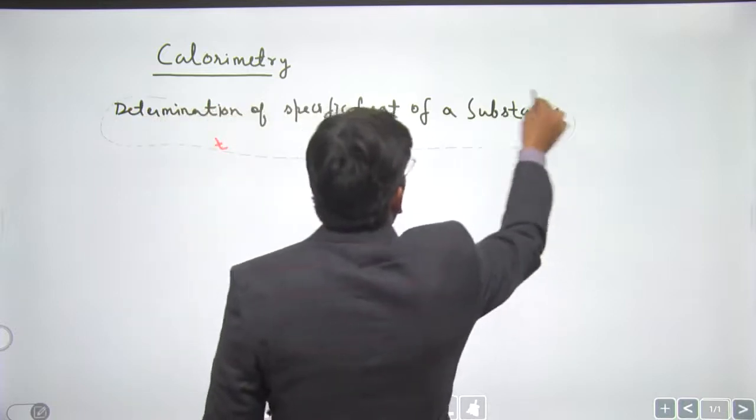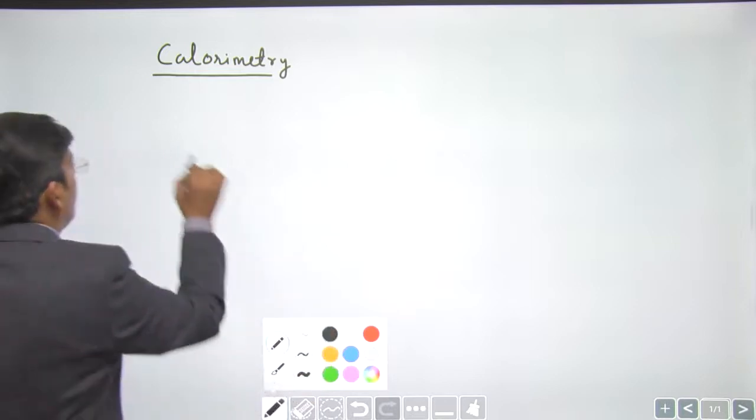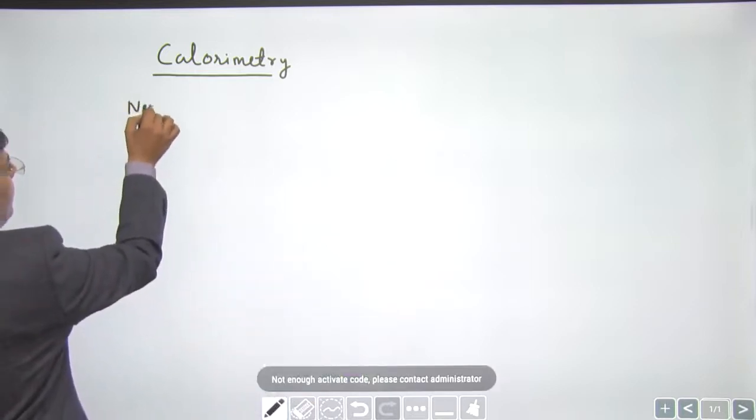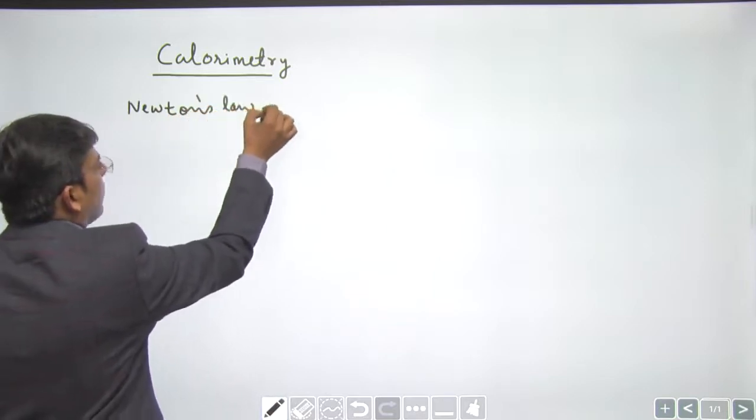In this calorimetry, we shall also study what is called Newton's law of cooling. So the next topic is going to be Newton's law of cooling.